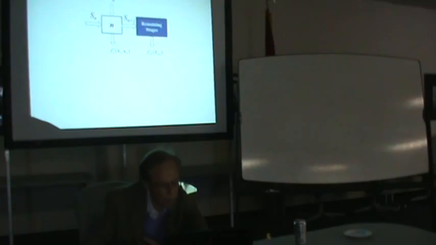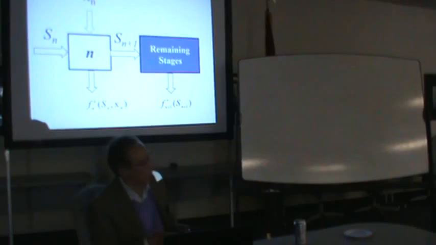So now, I colored the remaining stages in blue. It looks more like this. So this is the local contribution. This is the actual contribution for the remaining stages with input S n plus 1. Let me blow this up so we can see it. Now you can see it pretty clearly.